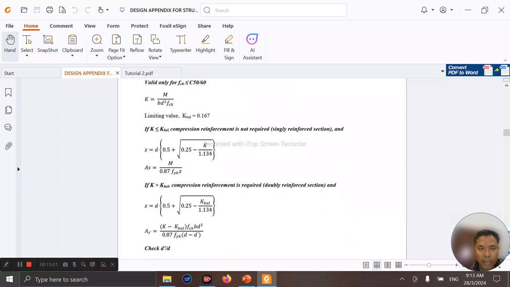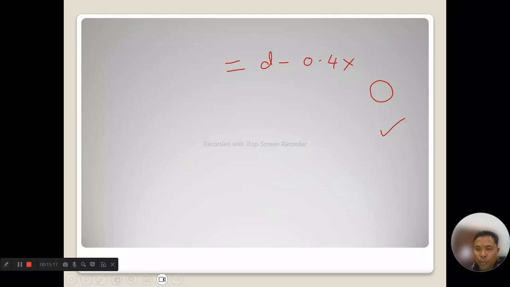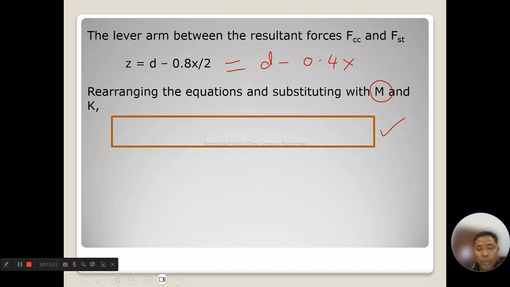So tak perlu nak ingat lah. Cuma you kena faham saja. Z is equal to D multiplied by 0.5 plus square root of 0.25 minus K over 1.134. So the same formula that you have here. So tak perlu nak ingat sangat pun. Just only understand how the formula is obtained and how to refer to it.